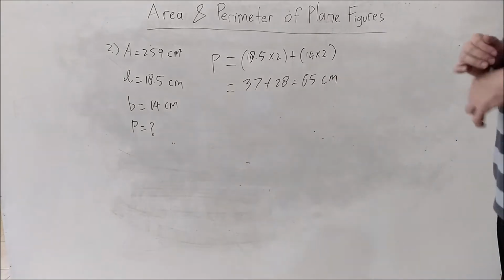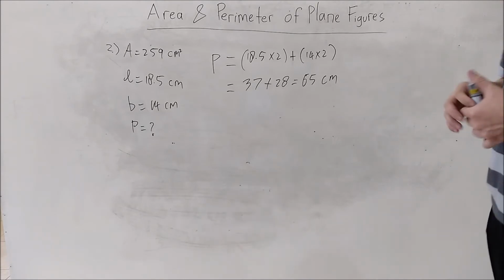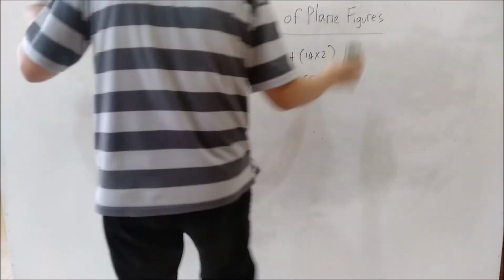Okay, so that's how you do number 2, finding the breadth and the perimeter of a rectangle.